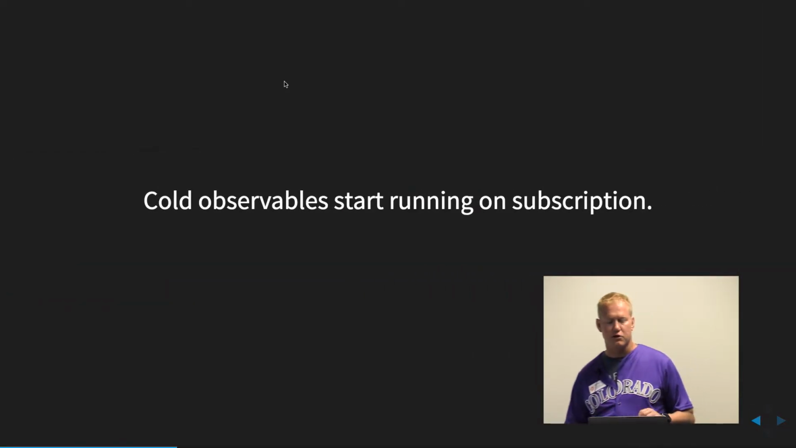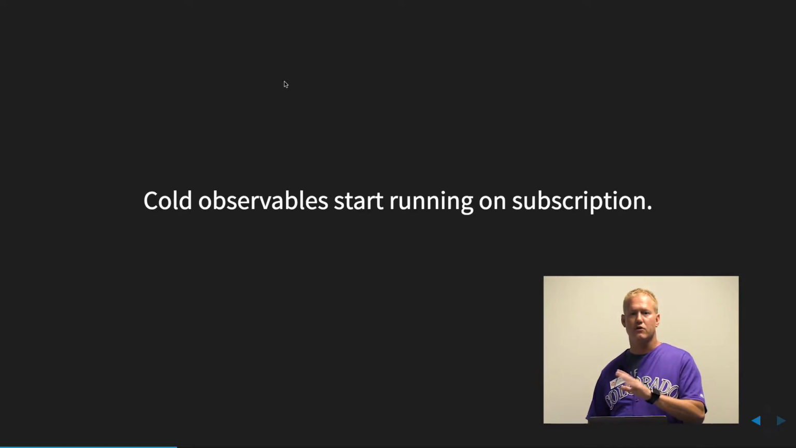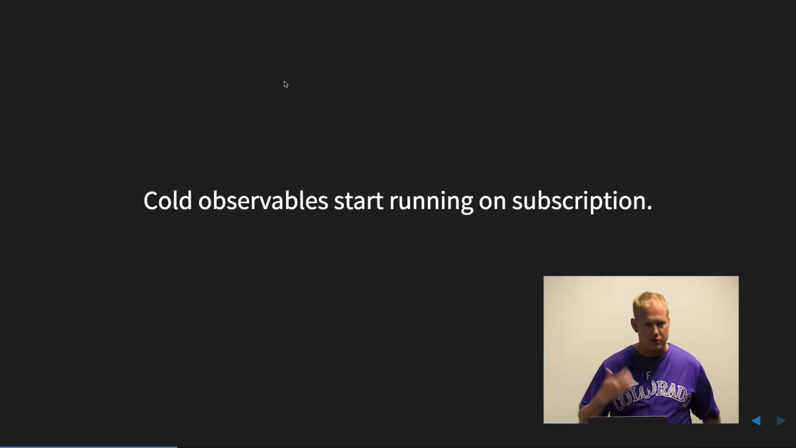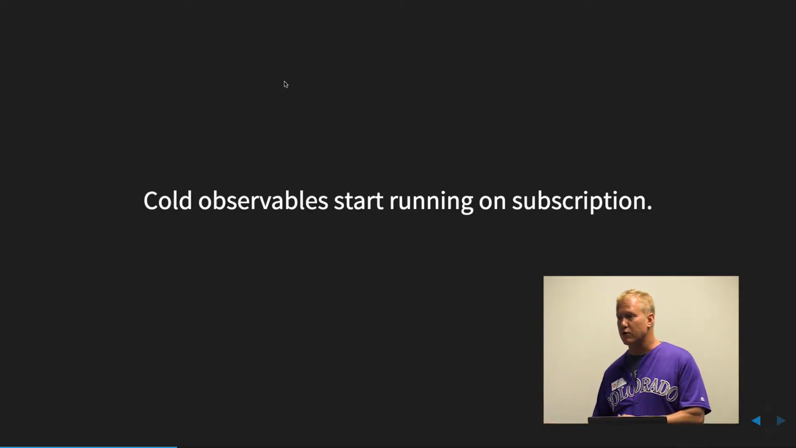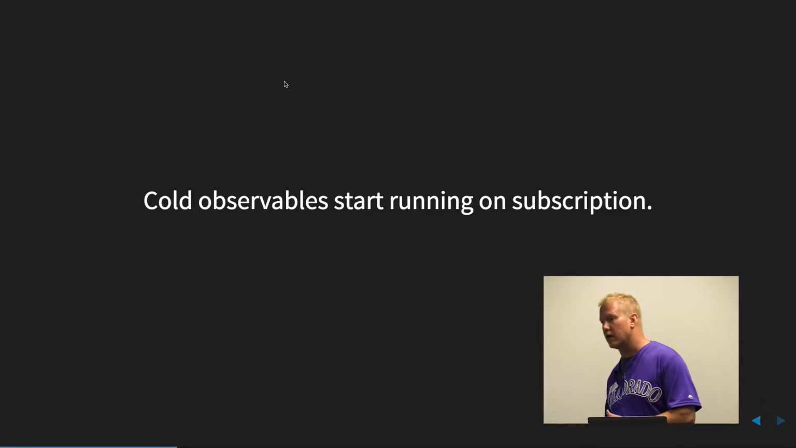So cold observables start running on subscription. You notice that no values actually started happening until I clicked subscribe. And you know this because the first value is what? 0, right? So it didn't actually happen until I called subscribe. I click the button, it subscribes, it starts producing values. That may be great for you, and in some instances that's not what you want. You want to be able to pick up previous values or be able to have it start at a certain point, and then now we want to subscribe to it and start picking up the values from this point on, right?